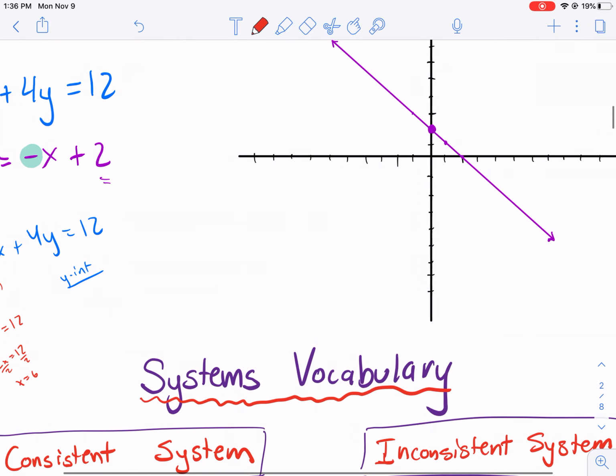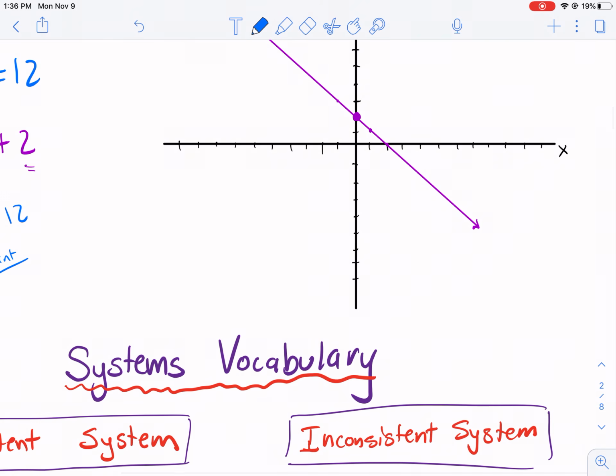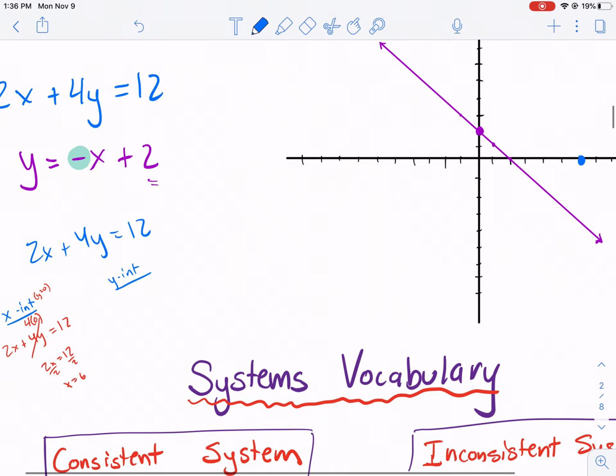So I'm going to go over here. I know my x-intercept is, what is that, 6? 1, 2, 3, 4, 5, 6. So I make a dot right there. There's my x-intercept for the blue.